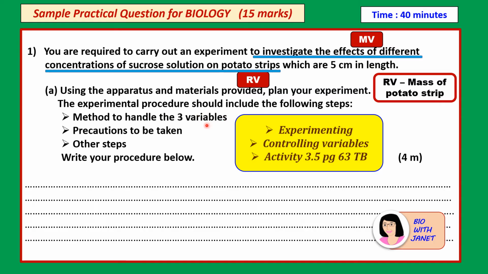Now it's time to write out the procedure. If you've forgotten about it, you can refer to activity 3.5 on page 63 of your textbook. Read through the procedure first, try to memorize it, and then write it down. Make sure you know the method to handle the 3 variables. That must be stated in the procedure. All right, you can pause the video and write your experimental procedure, and then after that we will look at the answer.